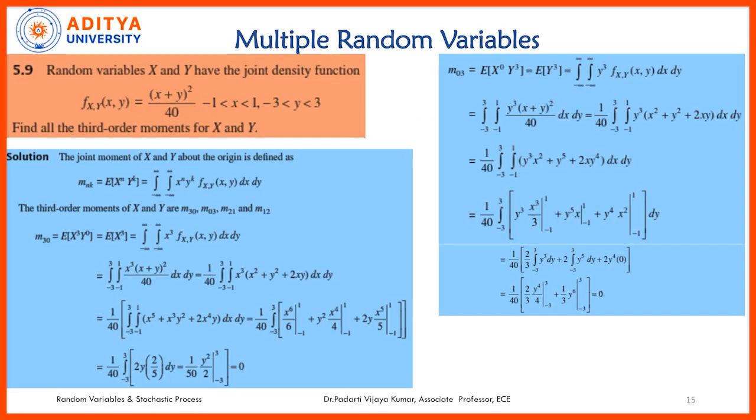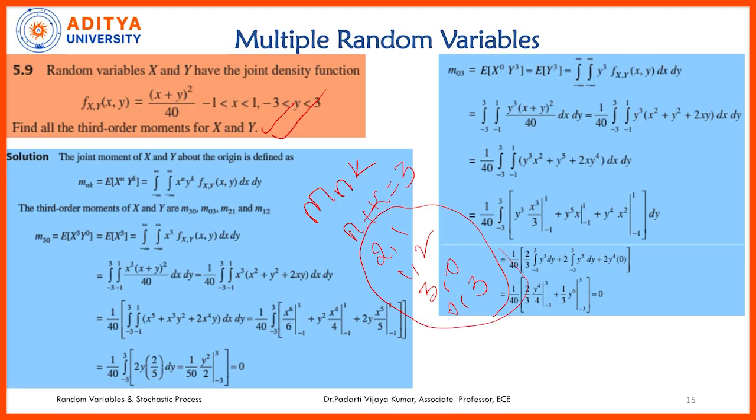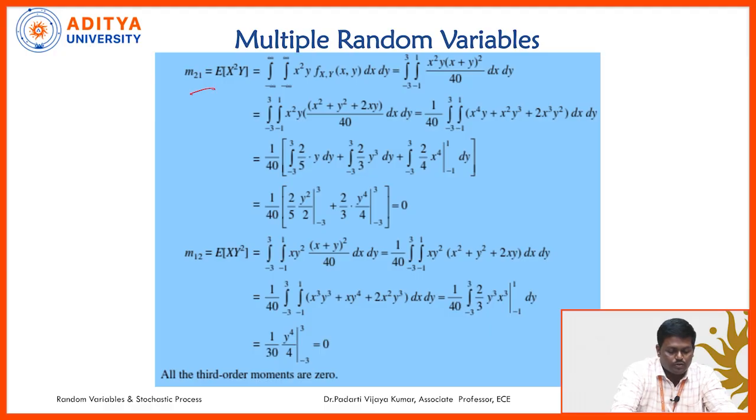And this is the problem related to computing all the third order moments. So, what are the third order moments? Third order moments depend on the values of n and k. N plus k should be equal to 3: 2,1; 1,2; 3,0; 0,3. So, the 4 combinations we need to compute: M30, M03, next M21, M12. Different combinations we need to compute based on the order value.